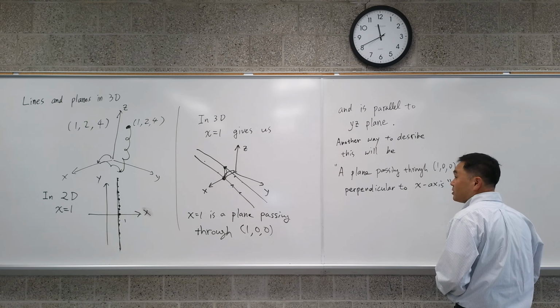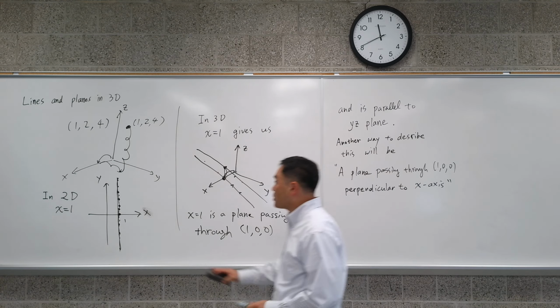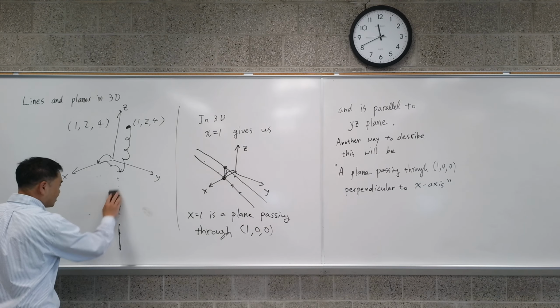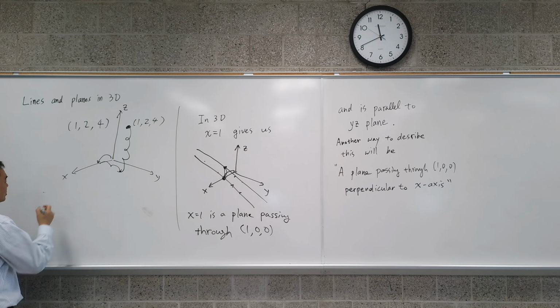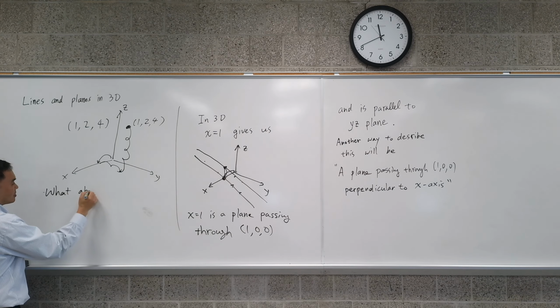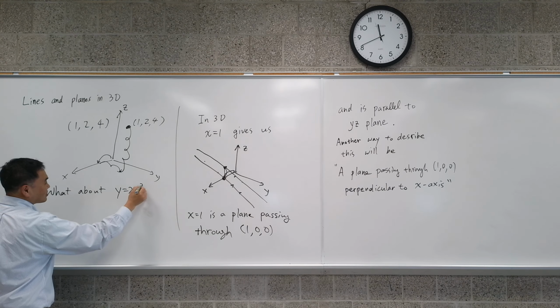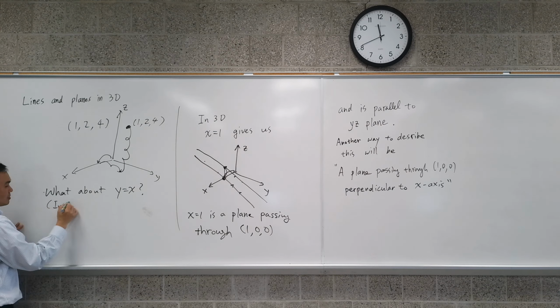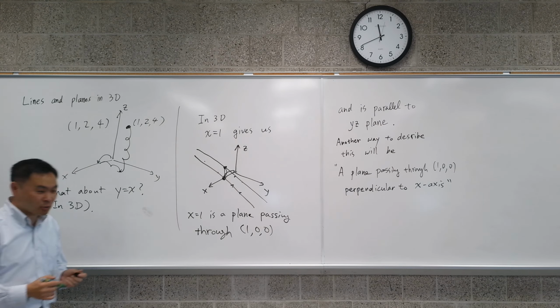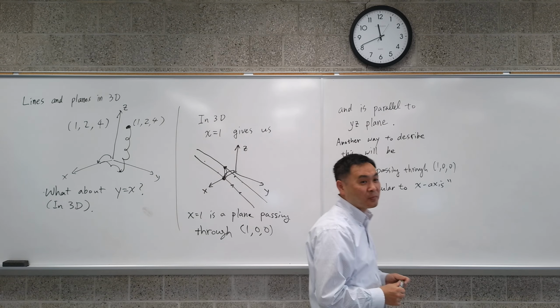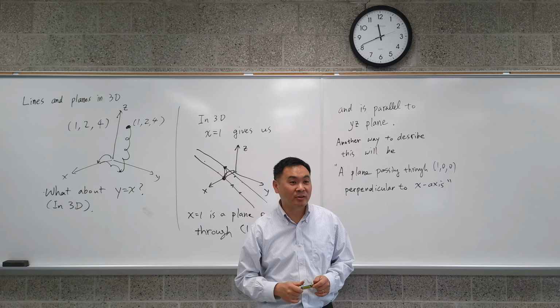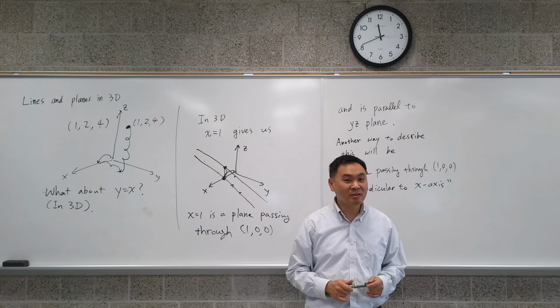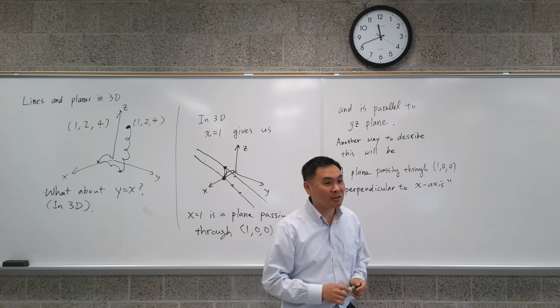Okay, so once you understood that, then the next question is, what about y equals x in 3D? What would that give us? Y equals x. Now, you all know that y equals x gives us a line in 2D, right? It's a 45-degree angle line. It's a diagonal kind of line, right? But what would that give us in 3D? Any ideas?